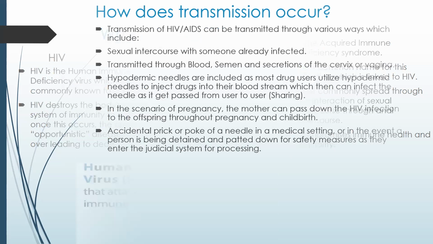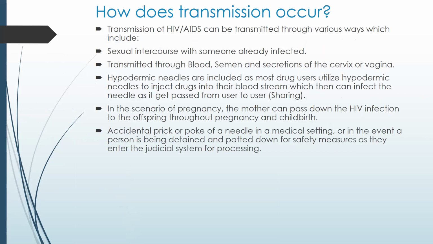How does transmission occur? HIV or AIDS can be transmitted through various ways, which can include sexual intercourse with someone who's already infected, transmitted through blood, semen, secretion of the cervix or vagina. Transmission can also occur through hypodermic needles, when, for example, drug users inject a certain type of drug into their bloodstream, which can affect the needle. Once it gets transferred from user to user, known as sharing, this spread of transmission can occur if one of those users is infected.